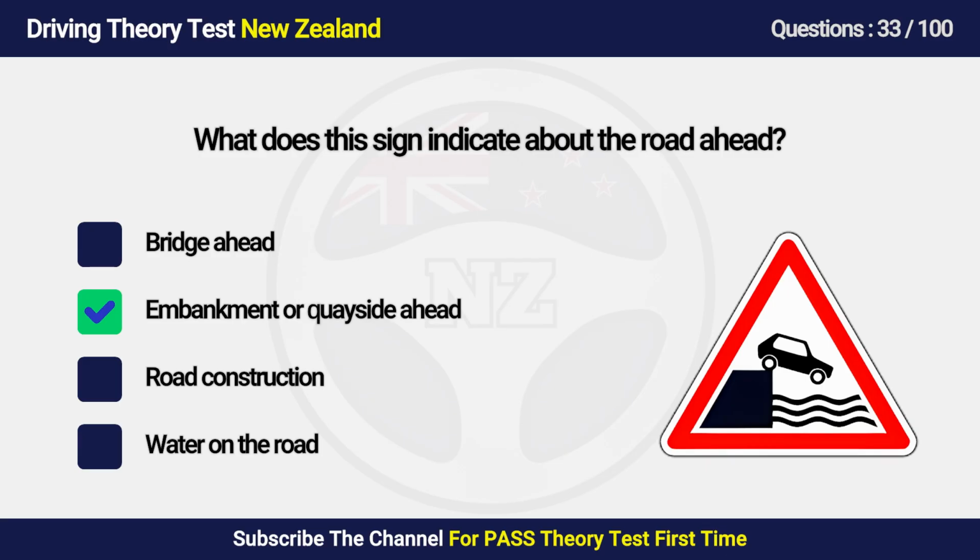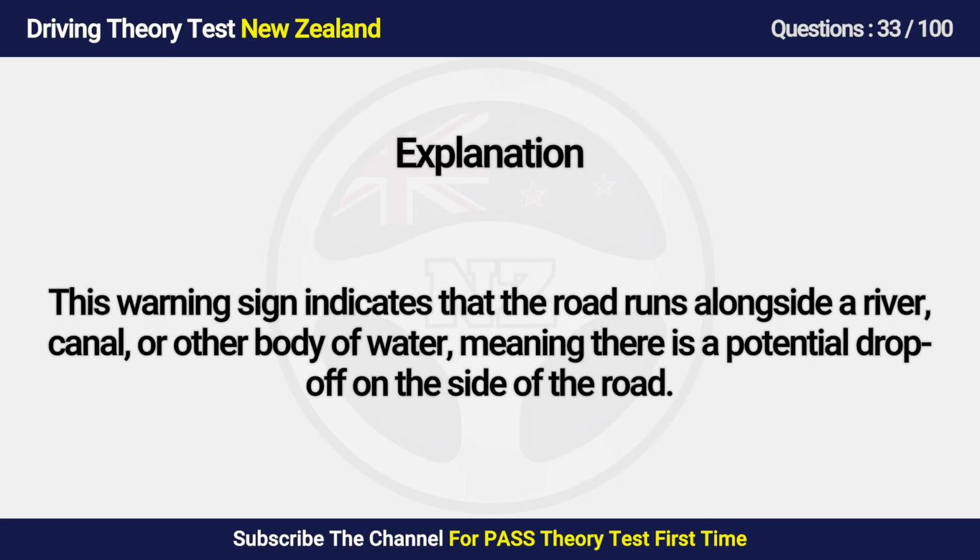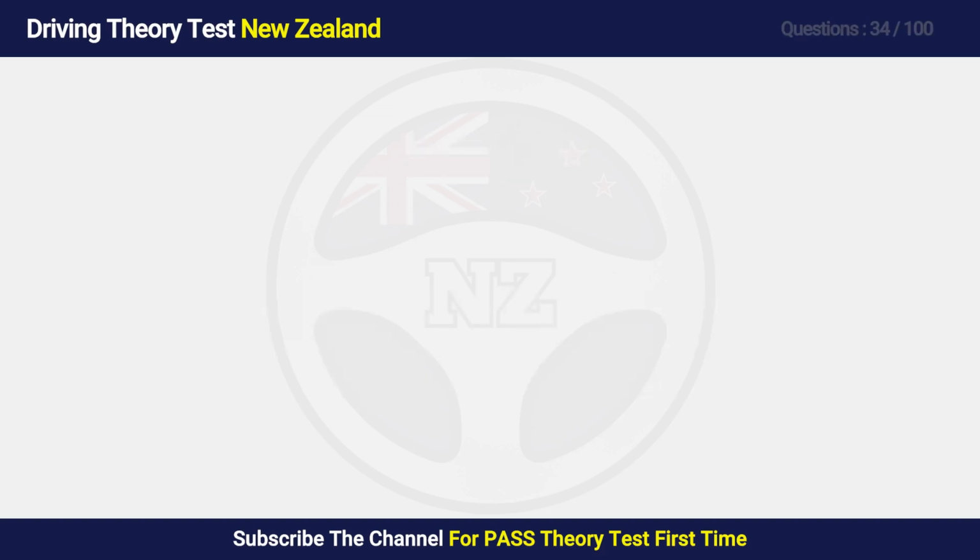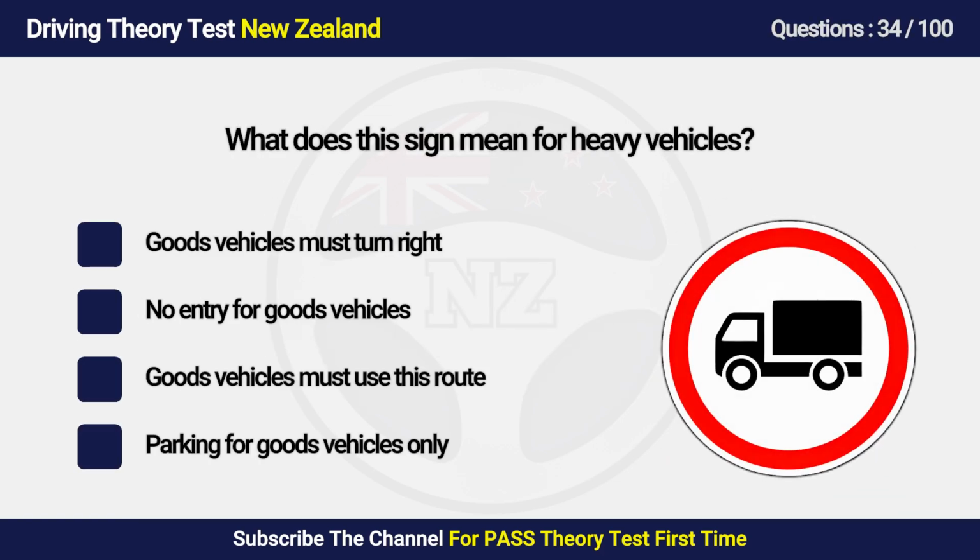Answer is B. Embankment or quayside ahead. This warning sign indicates that the road runs alongside a river, canal, or other body of water, meaning there is a potential drop-off on the side of the road. Question 34. What does this sign mean for heavy vehicles? A. Goods vehicles must turn right. B. No entry for goods vehicles. C. Goods vehicles must use this route. D. Parking for goods vehicles only.